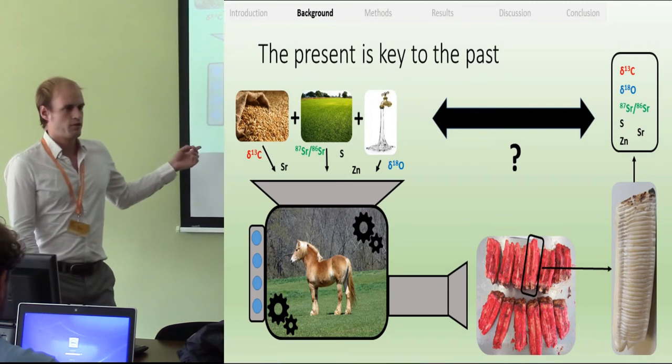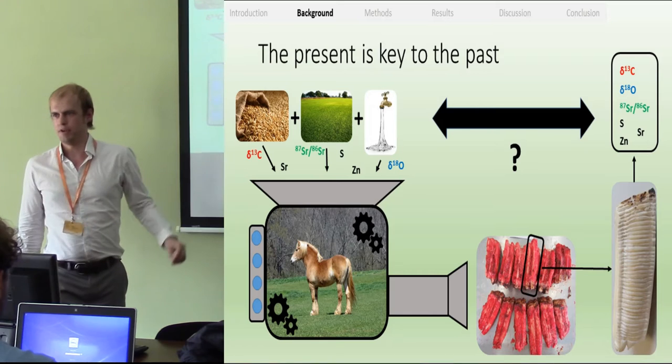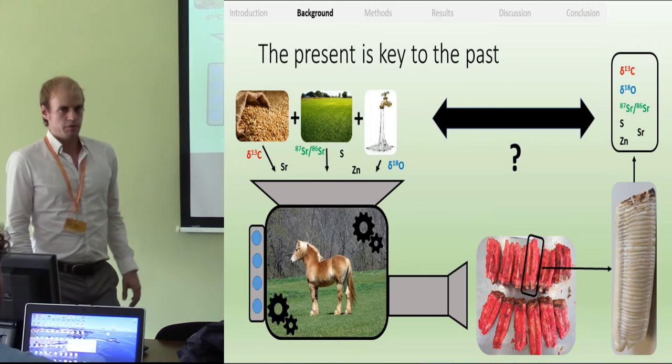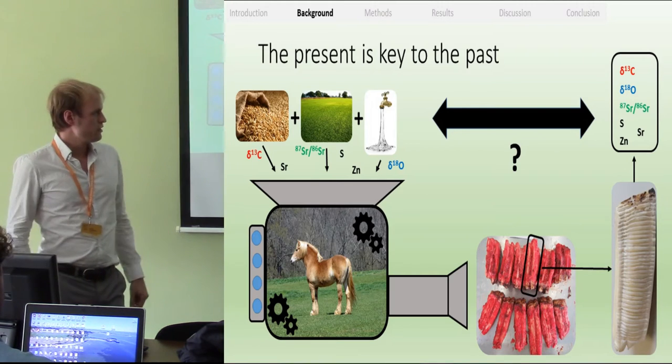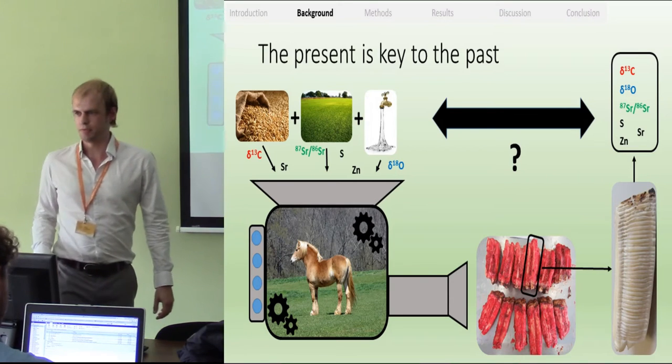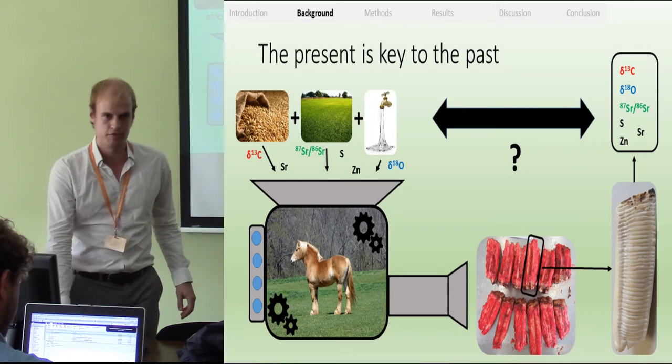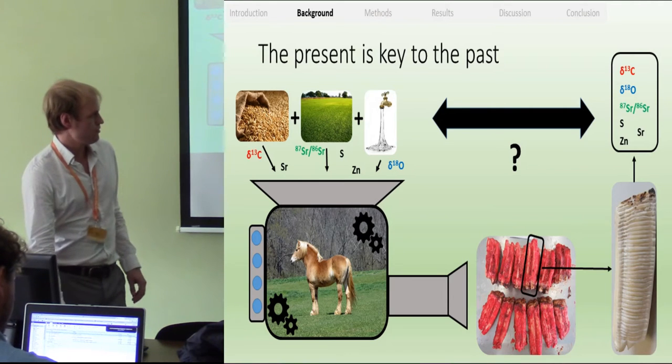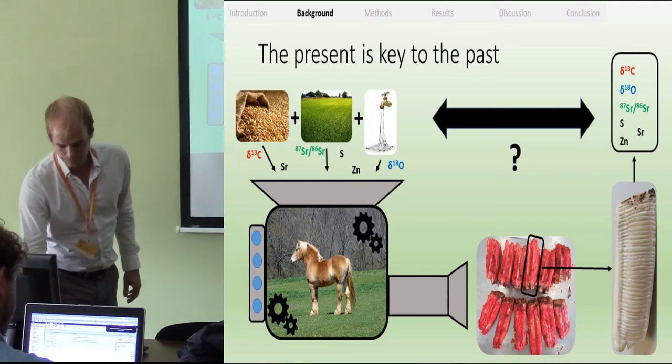Also, this is a domestic horse, so we basically get rid of the mobility parameter. So we're just looking at environmental and dietary influences on these proxies. It's very handy because mobility kind of ruins everything, because you can get different diet and different environments to move around. So we're now trying to disentangle those two.